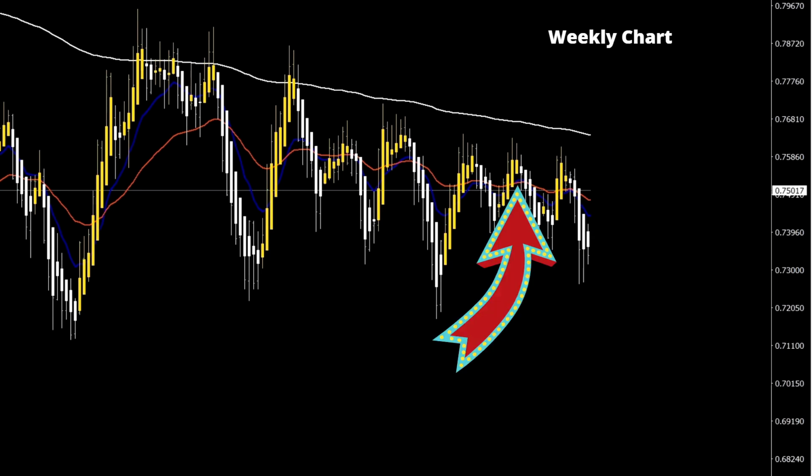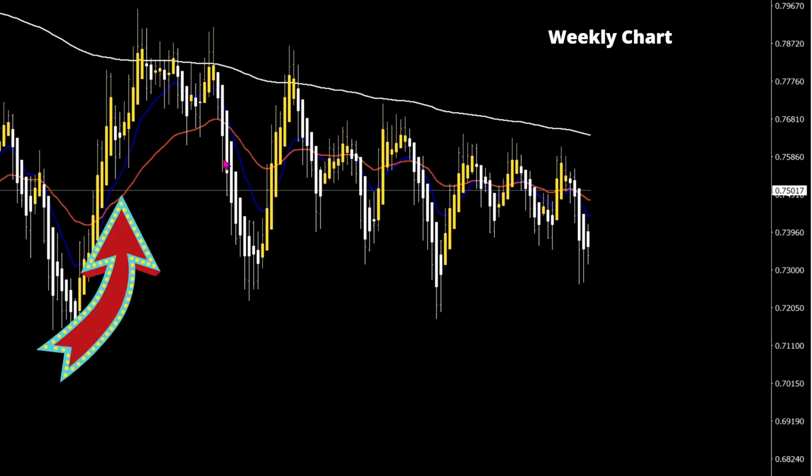When the 36 EMA and the 12 EMAs are interwound, then this is indicative of a ranging market. On the other hand, when the EMAs are fanned out like this, then we are more likely in a trending market on this particular time frame.